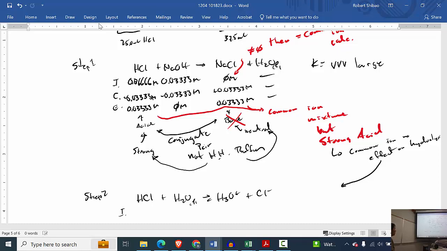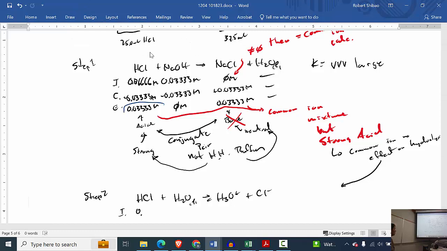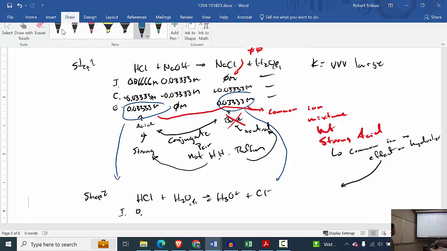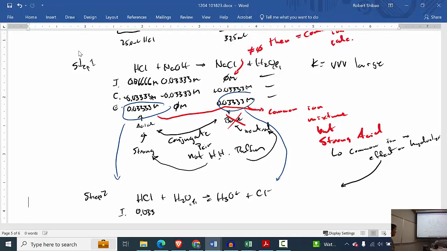So initially, we have a 0 point. We're going to bring this down. So this is going to be brought down to step 2. I'm going to skip the sodium chloride ionization. That's complete. And then strong hydroxide salt, strong. And so this is going to give us 0.033.